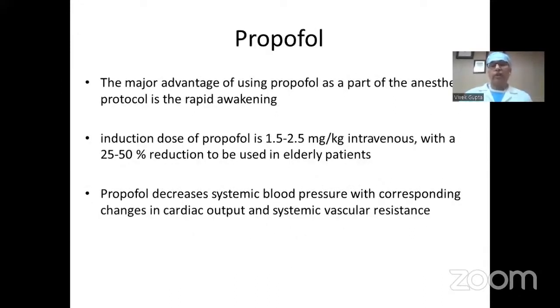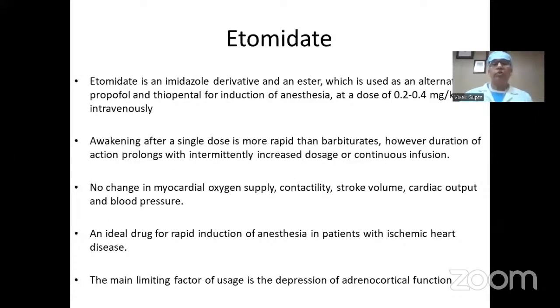The other induction agent which is very commonly used is propofol. The induction dose is 1.5 to 2.5 milligrams per kilogram of body weight, but it should be reduced by 25 to 50% in elderly patients. But propofol also reduces systemic blood pressure and decreases cardiac output and systemic vascular resistance. So we should be careful, as there can be a risk of hemodynamic instability. The most cardiostable drug is etomidate. It can be used in the dose of 0.2 to 0.4 milligrams per kilogram of body weight. It is an ideal drug for rapid induction of anesthesia in patients with ischemic heart disease.